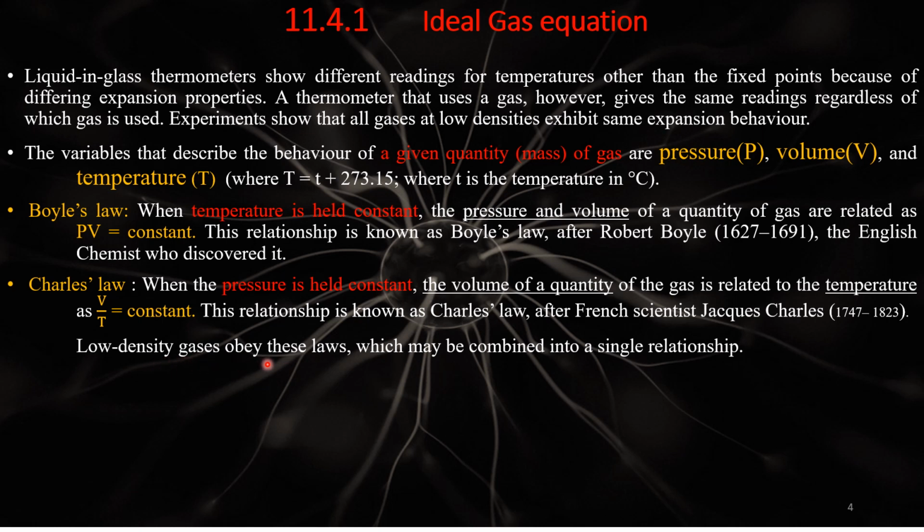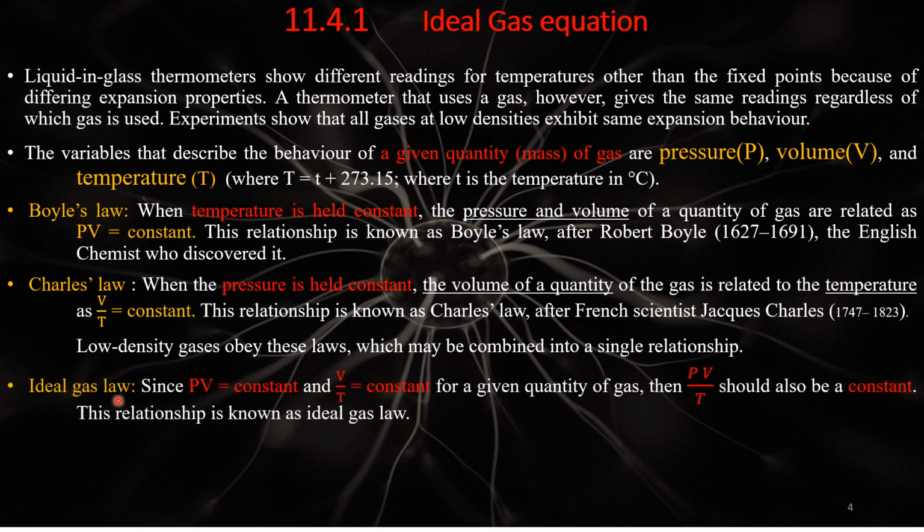Low density gases obey these laws, which may be combined into a single relationship. That is, Boyle's law and Charles' law can be combined in the case of low density gases. Therefore, PV by T is equal to constant, because PV is equal to constant by Boyle's law and V by T is equal to constant by Charles' law. Combining both, we get PV by T is equal to constant. This relationship is known as the ideal gas law.